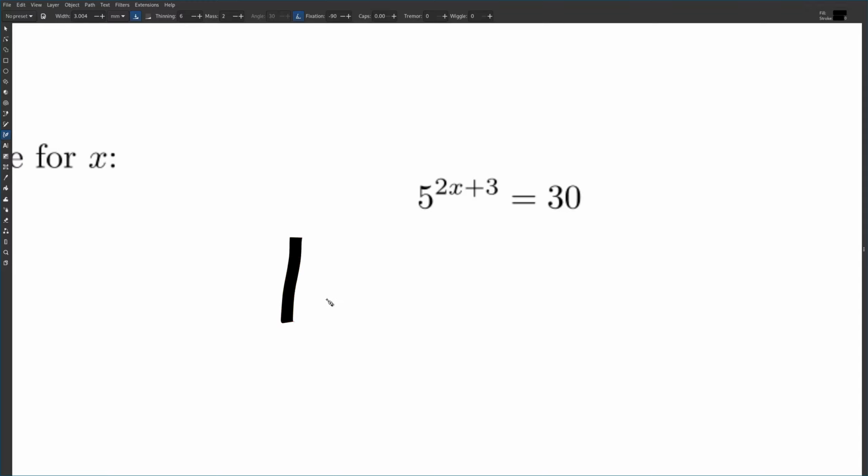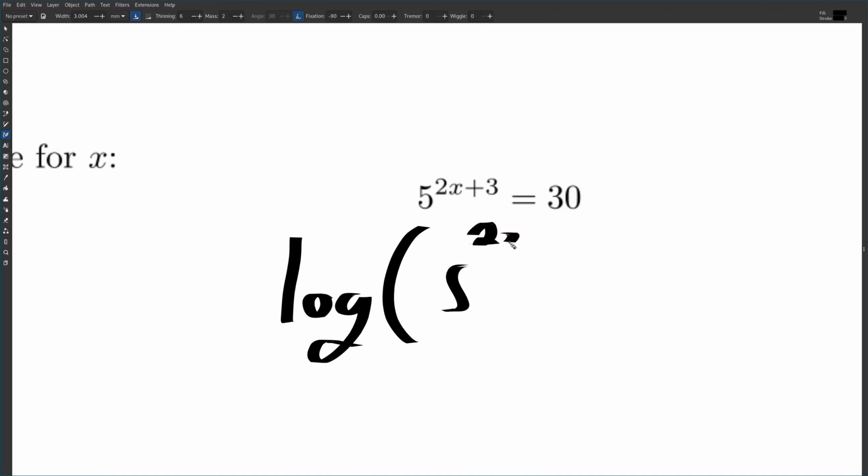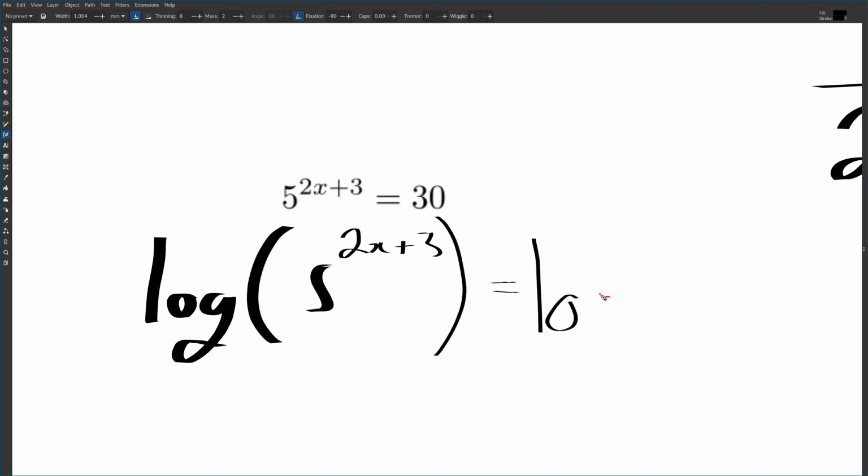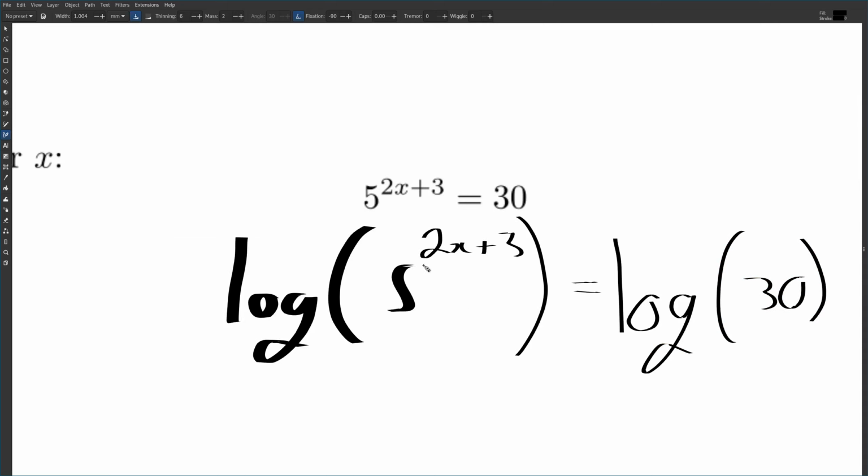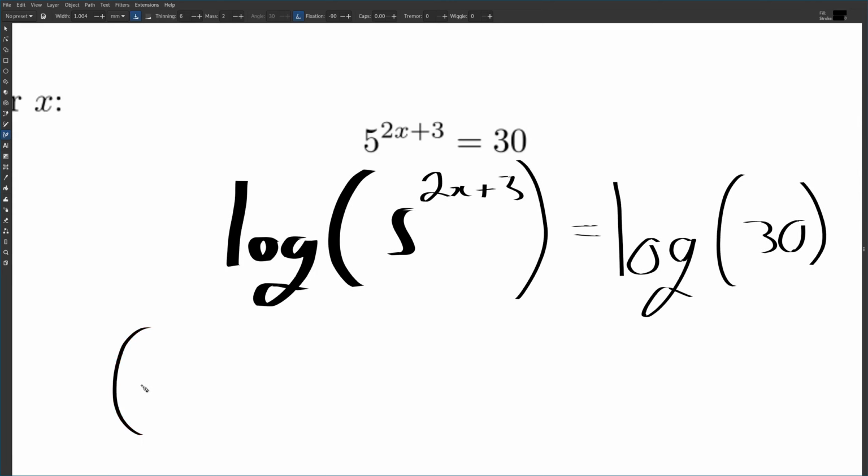Okay, so we're going to have log of 5 to the power of 2x plus 3 equal to log of 30. Okay, so we just took the log of both sides. And since we have a power, we can treat it like a power rule and bring this to the front. So we're going to have 2x plus 3 times log 5.